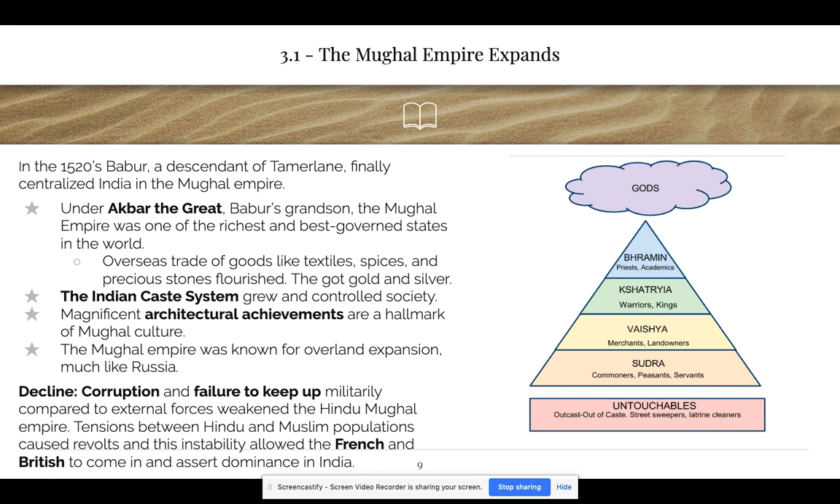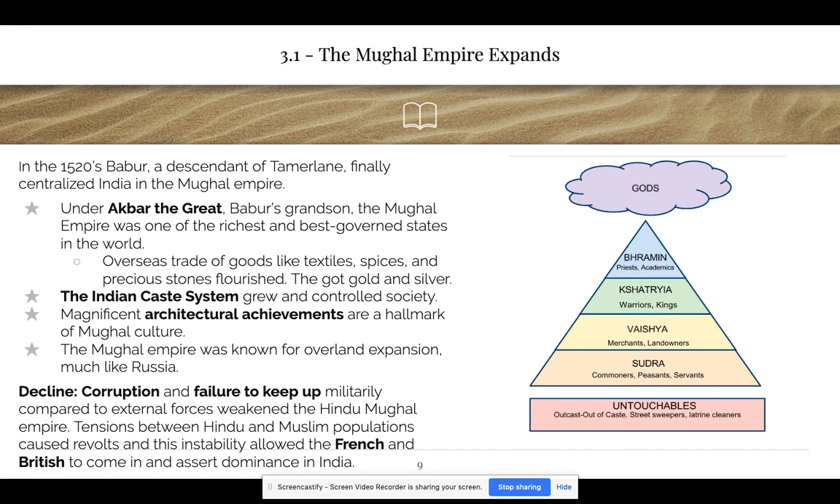If there is one thing I want you to take from the Mughal Empire, it is that Akbar the Great established a lot of religious tolerance. The Mughal Empire is in India. It was established by Babur, who was a descendant of Tamerlane. His grandson, Akbar the Great, is known as one of the great leaders of all time.